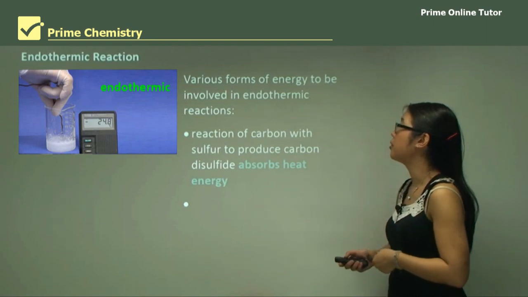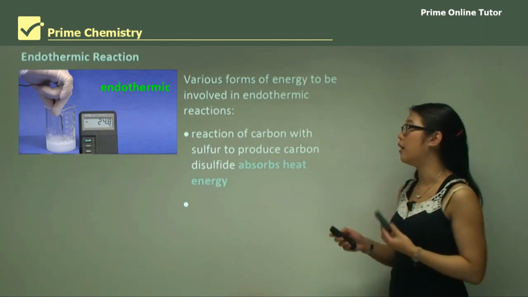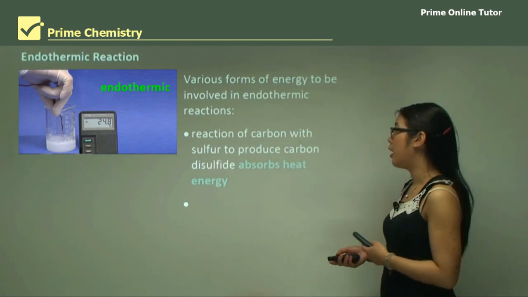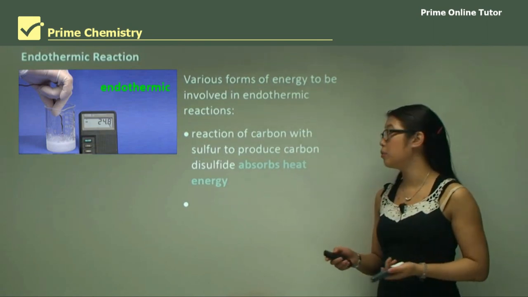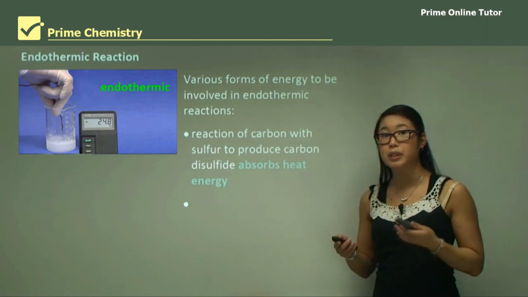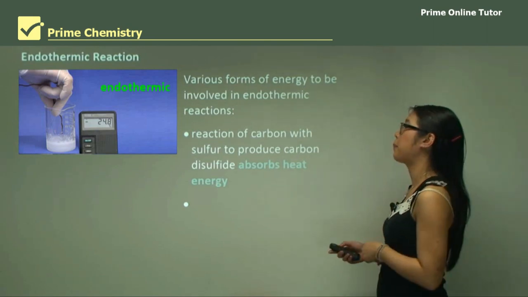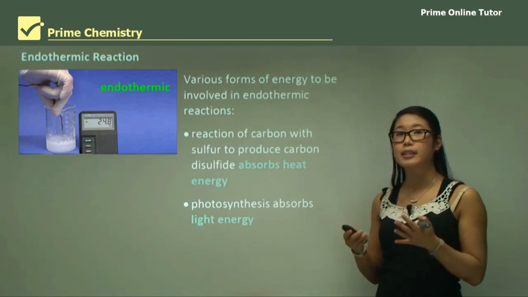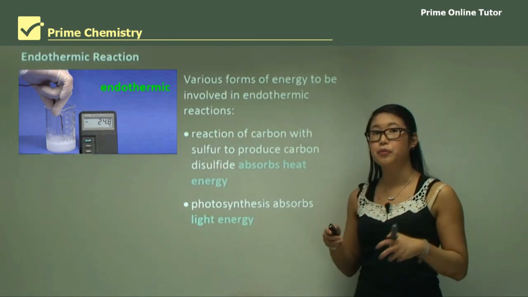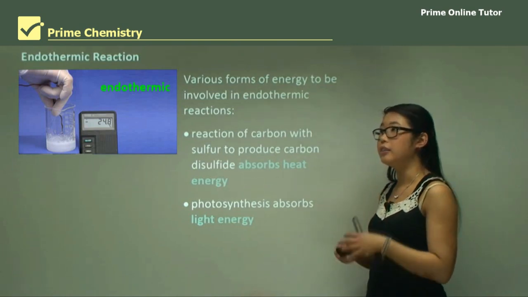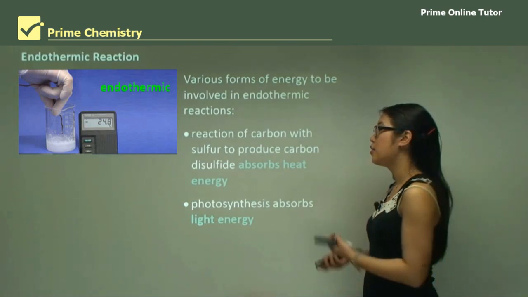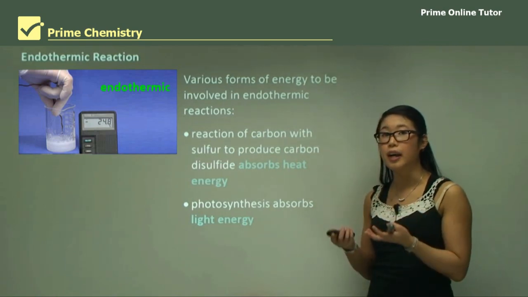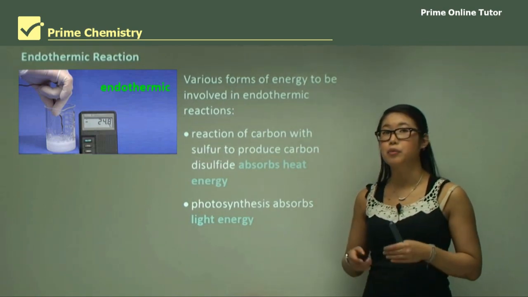Various forms of energy are involved in endothermic reactions, such as carbon with sulfur to produce carbon disulfide, and this absorbs heat energy. So if it absorbs heat energy, it means it's endothermic. Photosynthesis absorbs light energy. So the plants absorb light energy to form sugars, and then the sugars are stored energy. So therefore, it's an endothermic reaction.